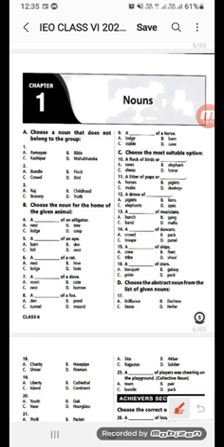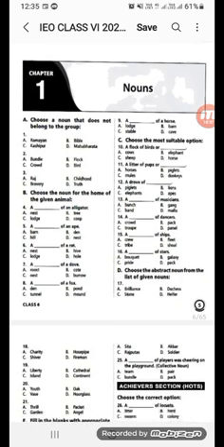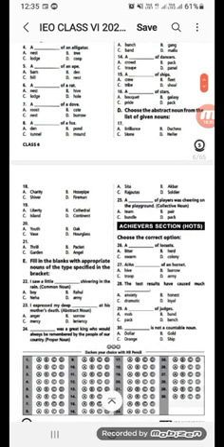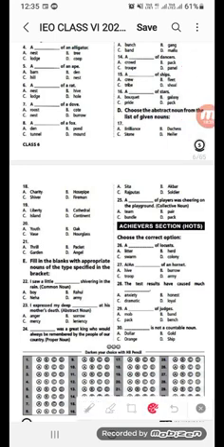Now number 16. A dash of stars. To show a group of stars, we use the term galaxy. The correct answer will be option B. Now, exercise D. Choose the abstract noun from the list of given nouns.